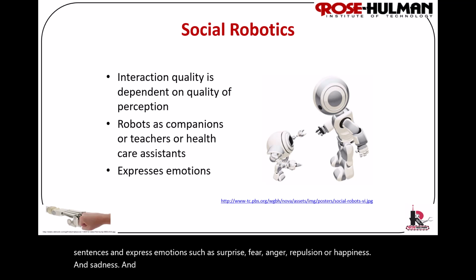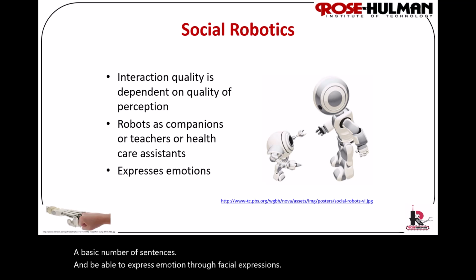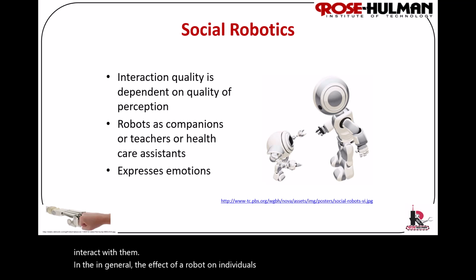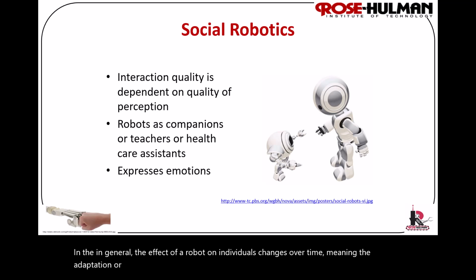And the robot also must understand a basic number of sentences and be able to express emotion through facial expressions. Acceptable, reasonable behaviors are very much dependent on the cultural aspects where the robot is placed, because the people will set the expectations of how they expect a robot to interact with them. In general, the effect of a robot on individuals changes over time, meaning the adaptation or learning strategies required for the robot to continue to interact with the human.